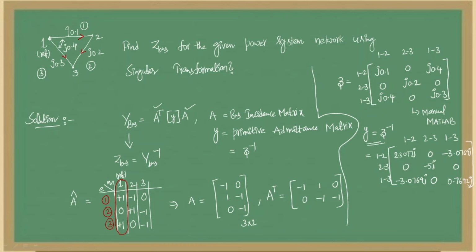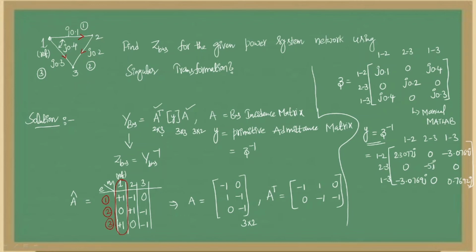Now we have found the bus incidence matrix and the transpose of bus incidence matrix and the primitive admittance matrix. By substituting all these three matrices, what is the order of A transpose? Order of A transpose or the dimensions of A transpose is 2 by 3. And what is the order of primitive admittance matrix Y? It is 3 by 3. And what is the order of A? Order of A is 3 by 2.